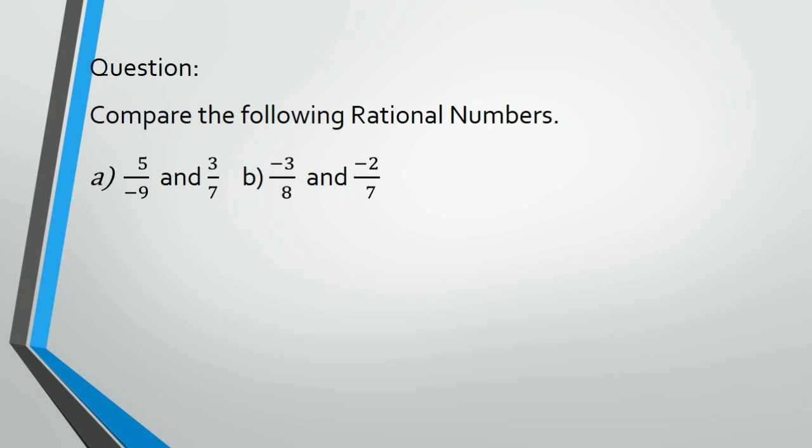We know that all the negative numbers are smaller than the positive numbers. Therefore, clearly 5 by minus 9 is smaller than 3 by 7. So we can write it like this: 5 by minus 9 less than 3 by 7, since all the negative rational numbers are smaller than the positive rational numbers.